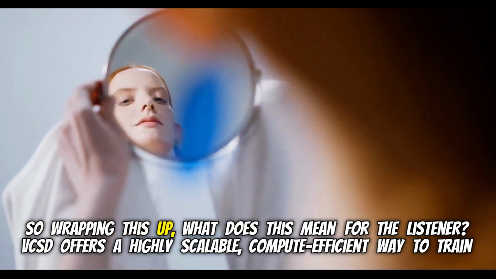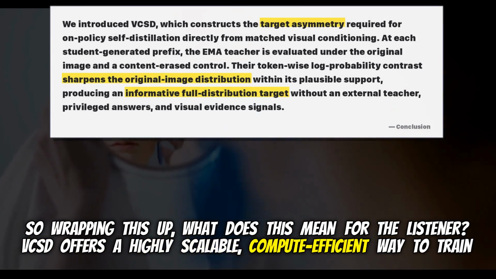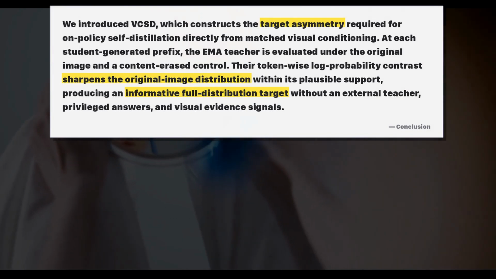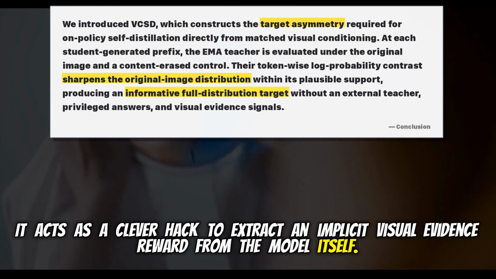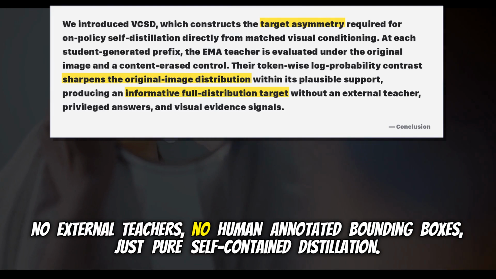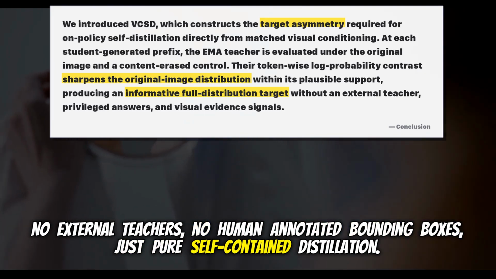So wrapping this up, what does this mean for the listener? VCSD offers a highly scalable, compute-efficient way to train vision language models to actually look at images. It acts as a clever hack to extract an implicit visual evidence reward from the model itself, using nothing but the original prompt and the image. No external teachers, no human-annotated bounding boxes, just pure self-contained distillation.